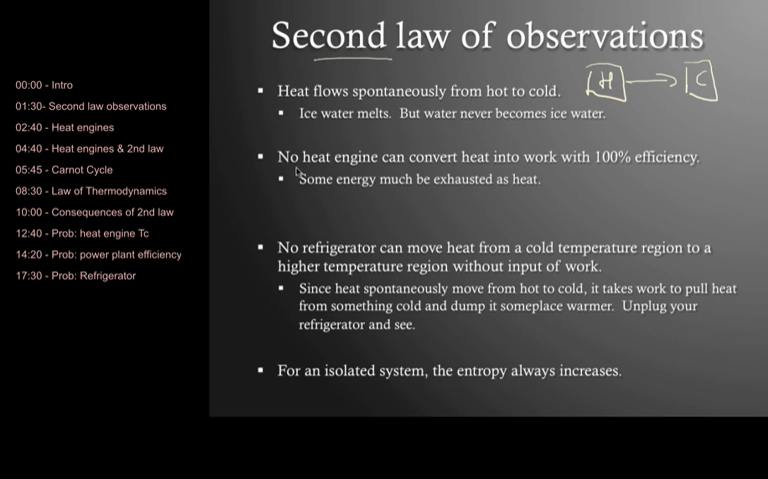Another one is that no heat engine can convert work with 100% efficiency. Some of the energy is exhausted as heat. We'll talk about heat engines in the next slide. The next one is that no refrigerator can move heat from a cold region to a hot region without the input of work. So this deals with these first two. One is that there's no perfectly efficient heat engine, and the next one is that moving from cold to hot is not spontaneous. And the last one is that entropy always increases for an isolated system.